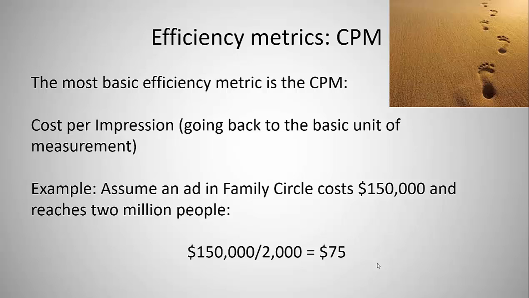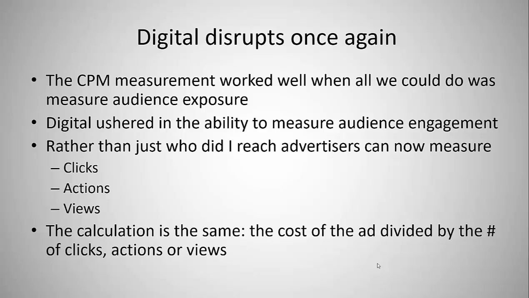Another trick to remember if you don't want to memorize formulas is the word per always means divided by mathematically. So CPM literally means the cost of the ad divided by every thousandth impression. Just drop the 3 zeros at the end of our number. The CPM measurement works well when all we could do was measure audience exposure. Digital ushered in the ability to measure audience engagement, though. Rather than just who did I reach, advertisers can now measure who clicks, what actions and views they take. The calculation is the same: the cost of the ad divided by the number of clicks, actions, or views.